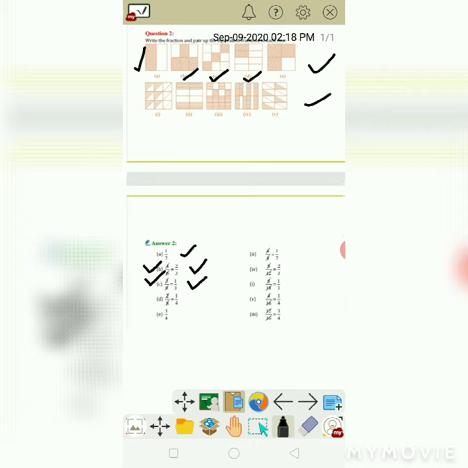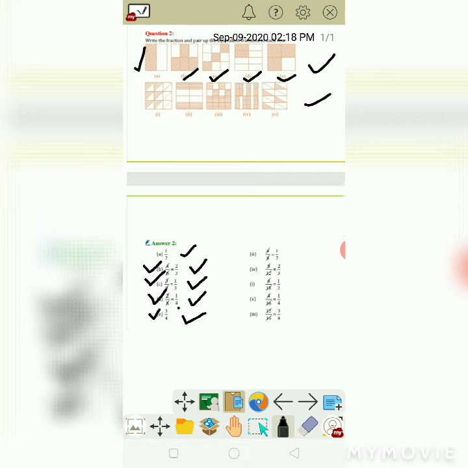Then D part, how many parts are there? Total parts are 8 and how many are filled? 2/8, and after cancelling it, what you will get? 1/4. Then last E part, how many parts are there? Total 4 parts are there, and how many are filled? 3 parts are filled, so you will write 3/4.